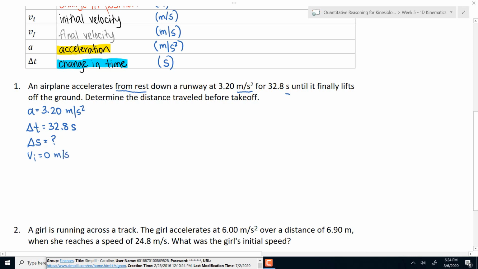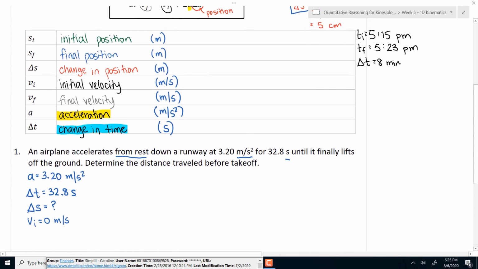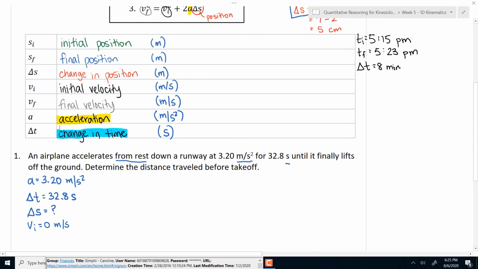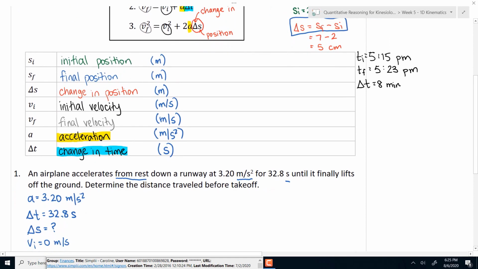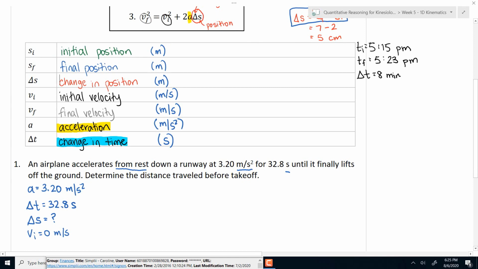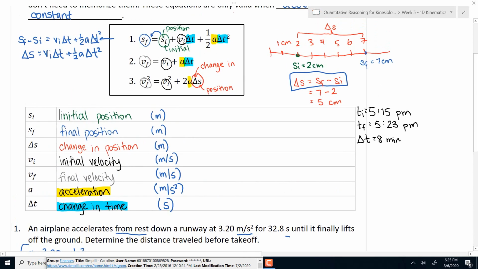Okay, so that's actually something that's really important to keep in mind. Sometimes it seems like you don't have enough information in a question, but there are sometimes terms like "from rest" that give you more information, but it's not so explicit. Okay, so now we have an extra variable. What is the one variable here in these 3 equations that you don't see listed over here in question 1? A, delta T, delta S, and V initial. Which variable is missing?